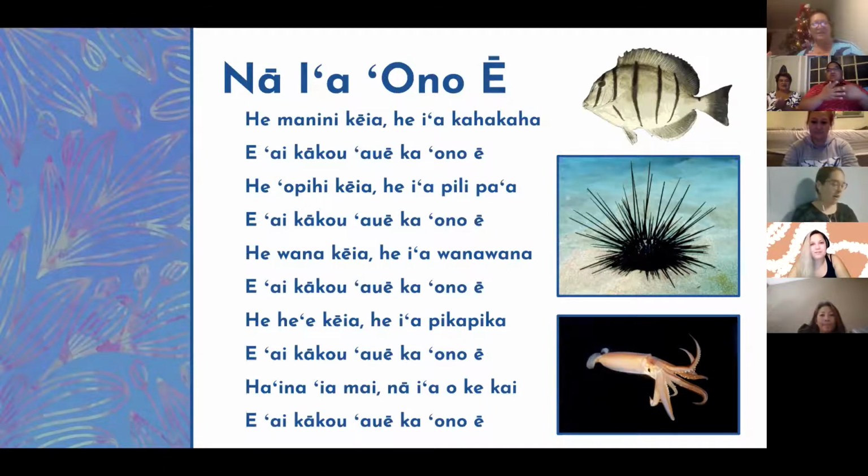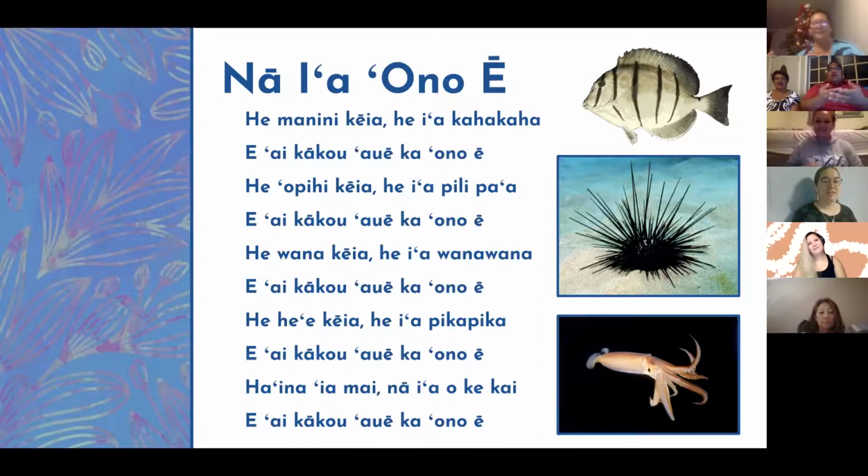Okay, so ʻopihi is the limpet, and it's a ʻia pili paʻa, it sticks firmly to the rock. Okay, so the same motion at the beginning. He ʻopihi keia. He ʻia pili paʻa. Clap. Pili paʻa. Okay, try that again. He ʻia pili paʻa.